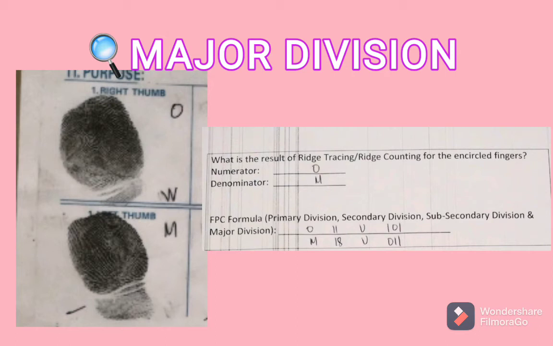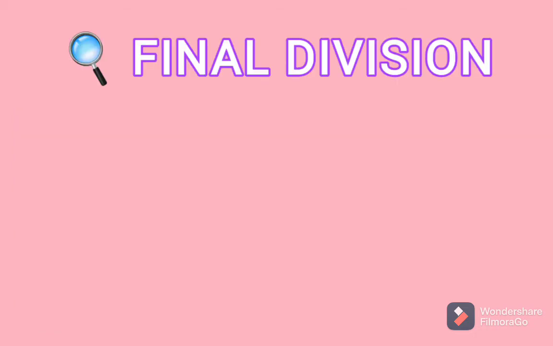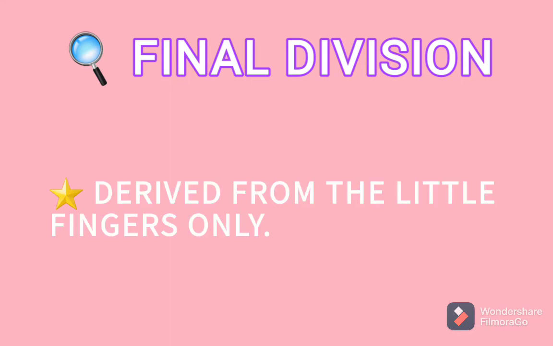For the fingerprint classification formula, we're going to put the major division before the primary division. So it's going to be O over M, 11 over 18, U over U, and I over OII. Seventh step is the final division, and final division is derived from the little fingers only.